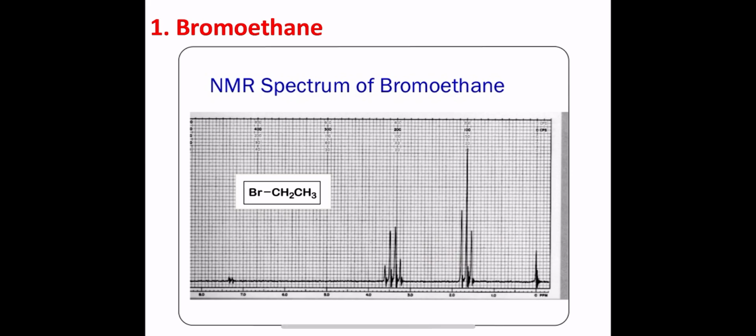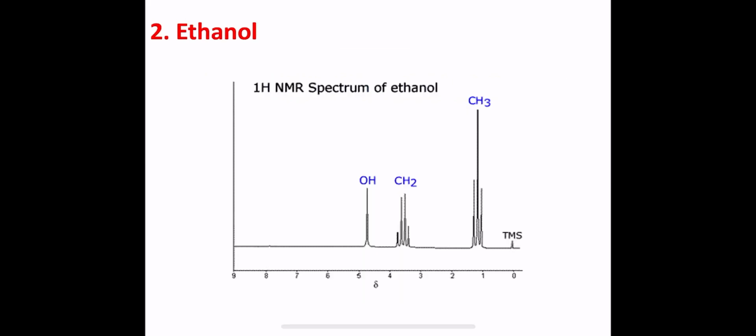The intensity of the triplet is in the ratio 1:2:1. The intensity of the quartet is in the ratio 1:3:3:1. Since the protons of CH2 and CH3 groups are in the ratio 2:3, the area under the signals is also in the same ratio. So this is how we are going to analyze bromoethane. And the next one is ethanol.